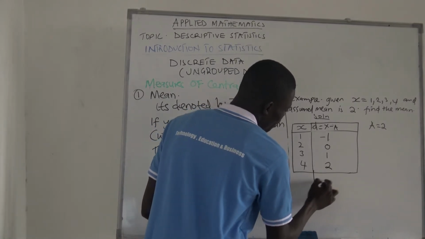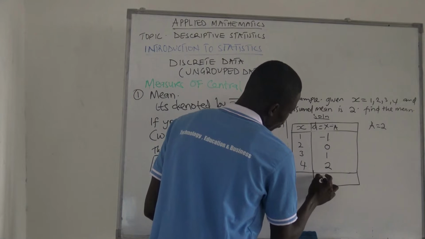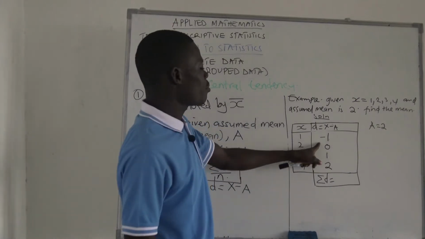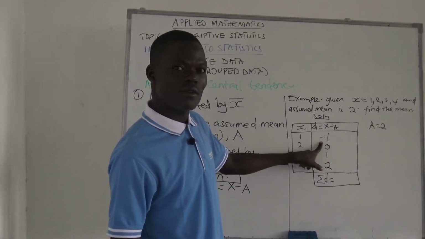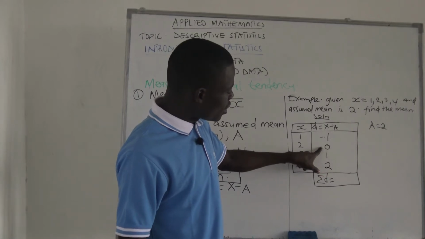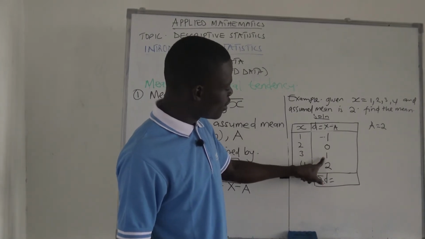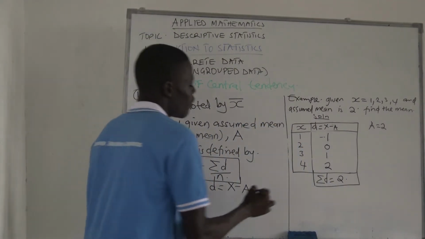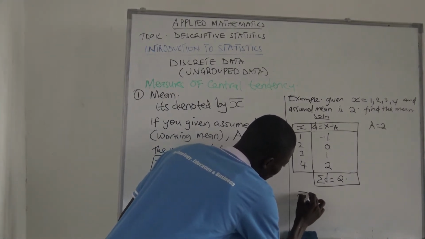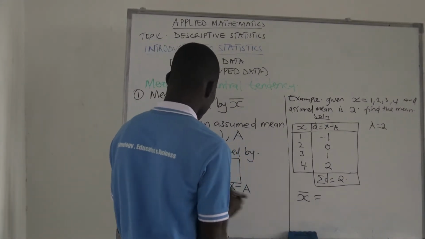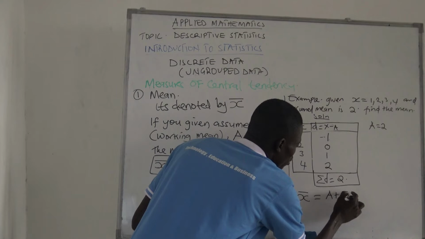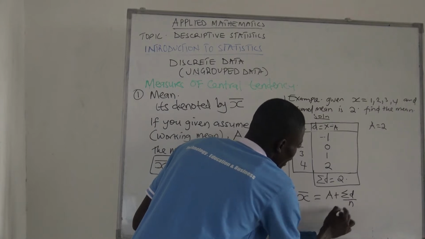So you get here the summation of d, which equals negative 1 plus 0, you get negative 1. And then negative 1 plus 1, you get 0. Then 0 plus 2, which is 2. Then we say our mean is given by assumed mean, which is a, plus summation of d out of n.